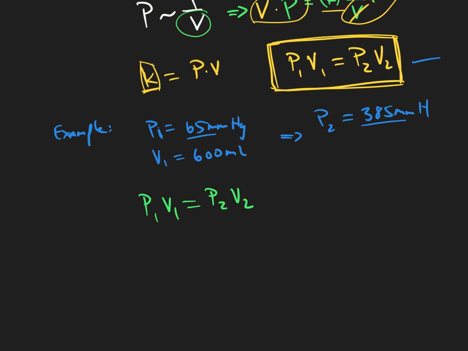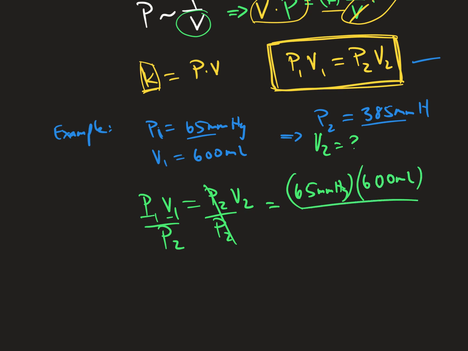Now we're looking for volume 2, so we divide both sides by pressure 2. If we increase pressure, we divide by a bigger number. It's a little easier to see now that we have the equation. We divide by a big number, it's going to make the volume smaller. But again, we still don't have to know that. So 65 millimeters of mercury times V1, which is 600 milliliters, divided by P2, which is 385 millimeters of mercury. What cancels?